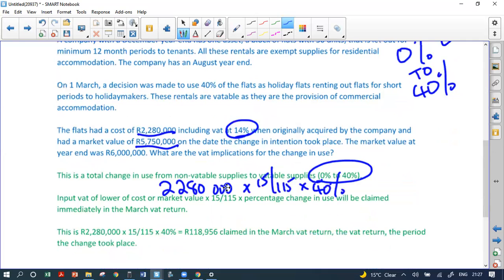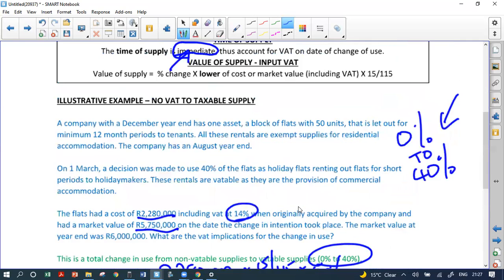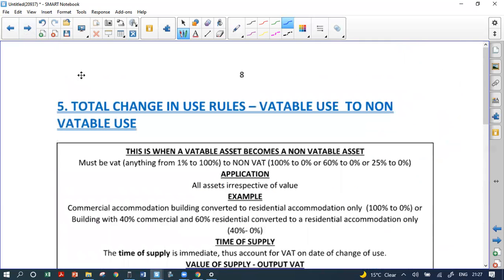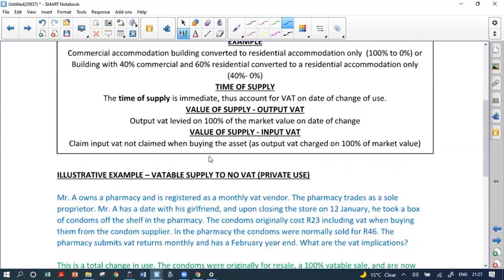And that is what we call a total change in use, where we go from exempt to VATable. Now, guys, when we go from 100% to 0%, or 70% to 0%, it's a slightly different rule, because I claim VAT on it. I've got a special set of rules with this. Now, again, guys, the value of supply and the output and the time of supply, guys, immediate.